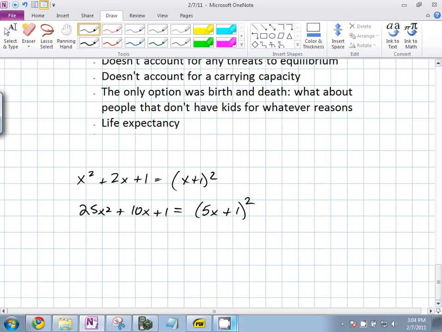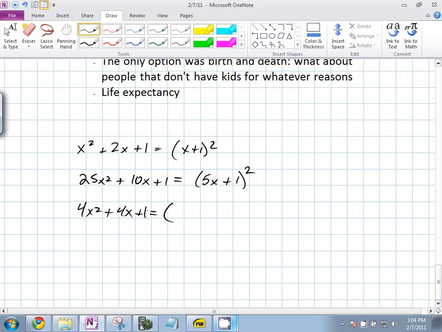Okay, next one here. 4x squared plus 4x plus 1. Dimitri, what is the factored form? 2x plus 1, squared. Yes, good job. Okay, let's go with 9x squared plus 6x plus 1. Corso, what is it?